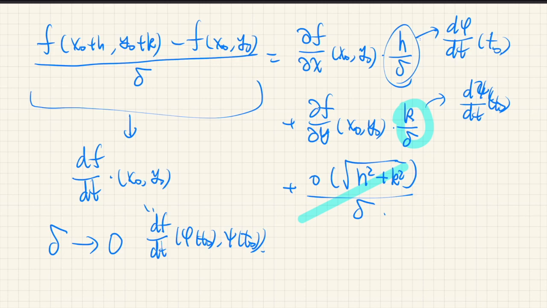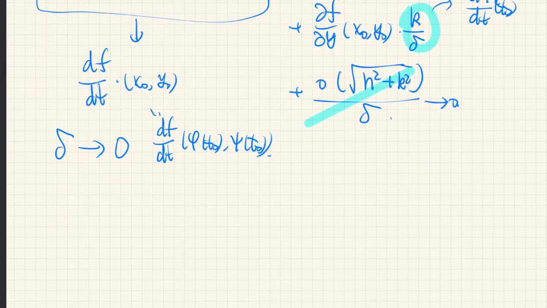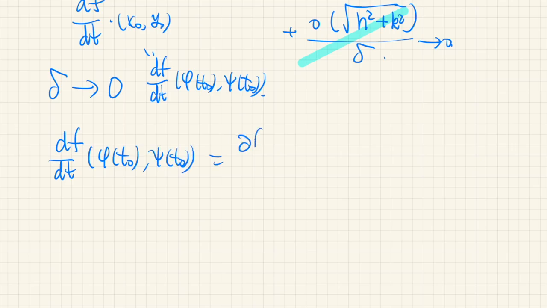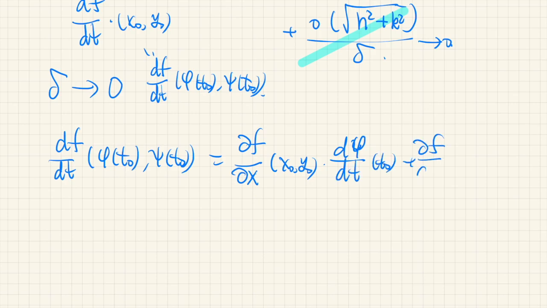So this will converge to 0. Therefore, we have df dt equals the partial derivative times the derivative of phi at t0, plus the partial derivative with respect to y times d psi dt at t0, and we are done.